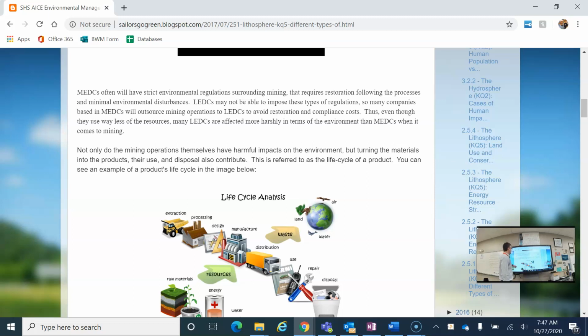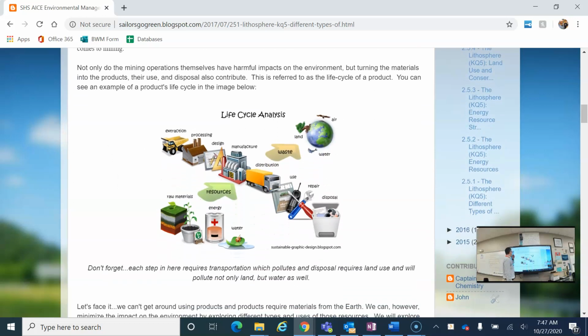So this is referred to as the life cycle of a product. We're not just talking about the extraction, we're not just talking about the disposal, we're talking about all of it together. So we extract, then we process, we design, we manufacture, we distribute, we use, and we dispose. All of those different things take energy, they take raw materials, they take water, they use all these different things that end up putting strain on our environment.